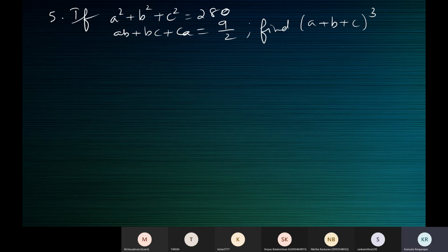Yeah, what's the value of a plus b plus c? Only if you find the value of a plus b plus c can you find the value of a plus b plus c the whole cubed. 17. Very good. The value of a plus b plus c is 17, and a plus b plus c the whole cube is 17 cubed. Very good.